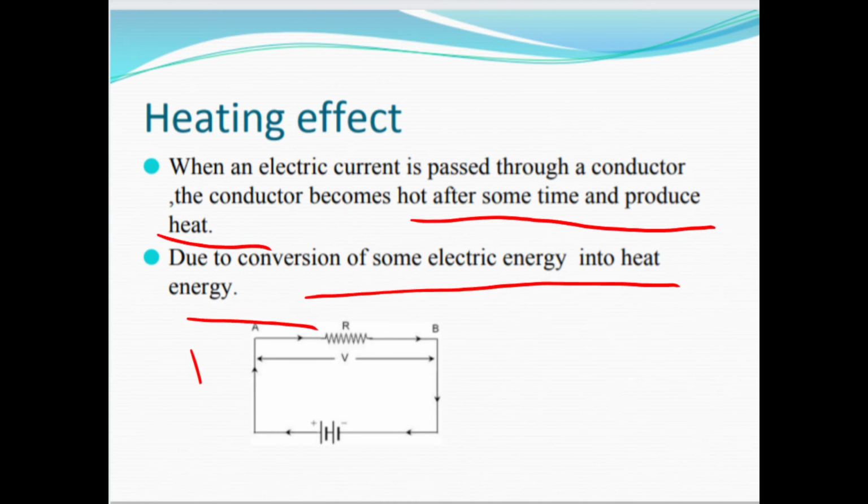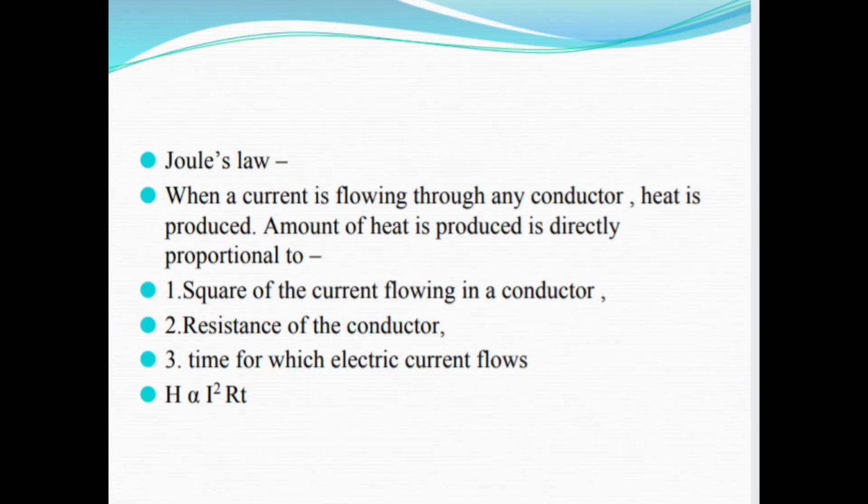So here is the diagram. Now we see the explanation of this. Joule's law: when a current is flowing through any conductor, heat is produced. The amount of heat produced is directly proportional to, first, the square of the current flowing in the conductor, second, the resistance of the conductor, and third, the time for which electric current flows.